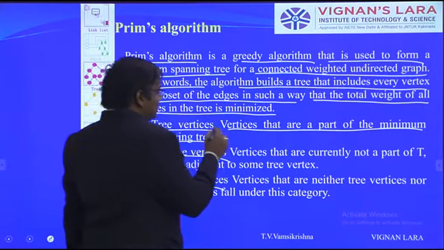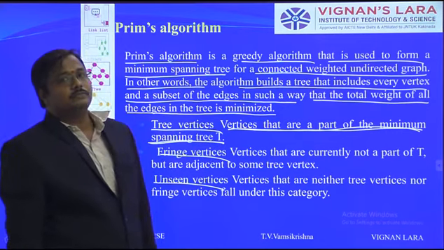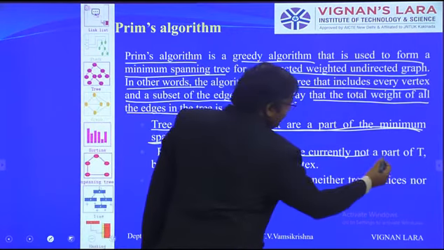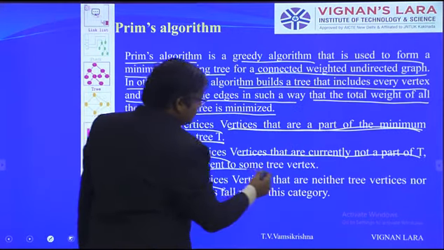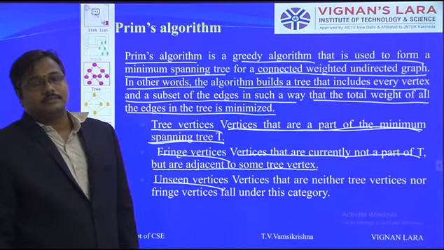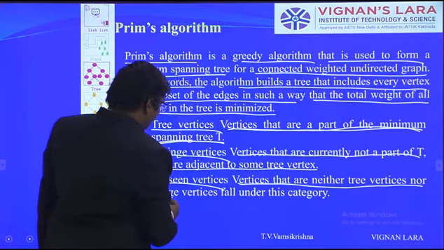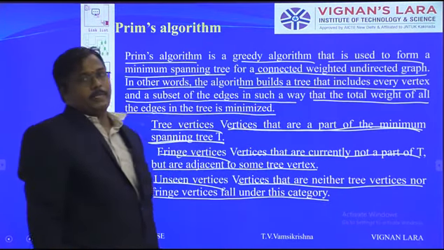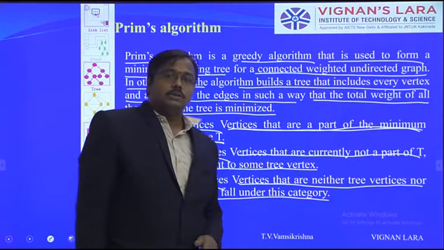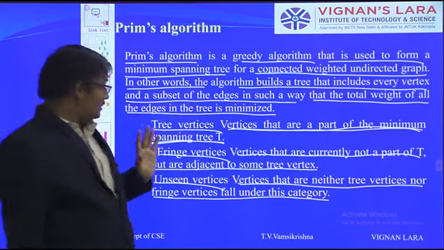So tree vertices are nothing but vertices that are part of the minimum spanning tree T. Then fringe vertices: vertices that are currently not a part of T, but are adjacent to some of the tree vertices. And unseen vertices: vertices that are neither tree vertices nor fringe vertices fall under this category. Once you see the problem, you can understand what the tree vertices, fringe vertices, and unseen vertices are.